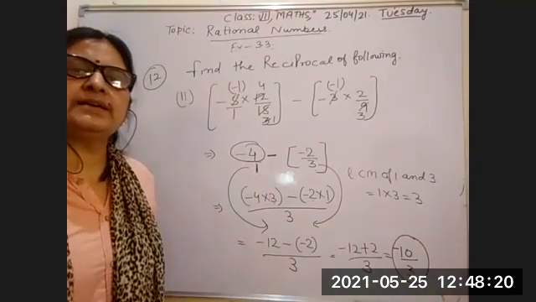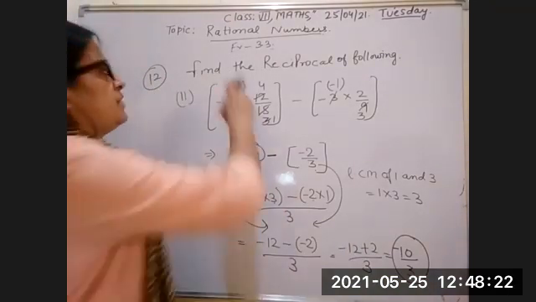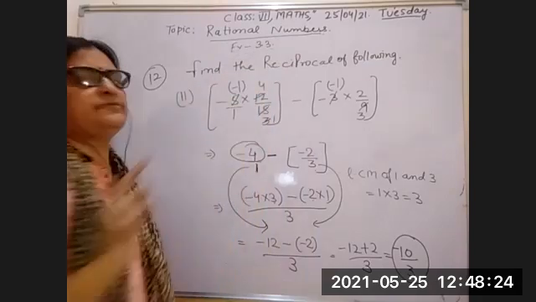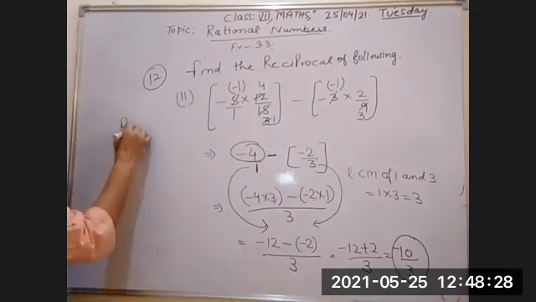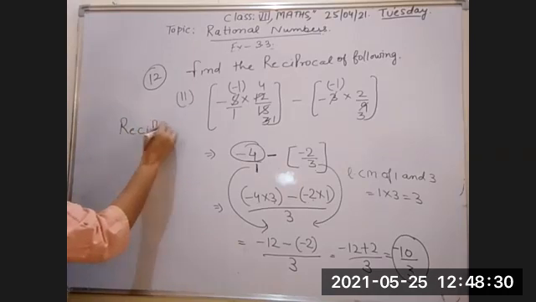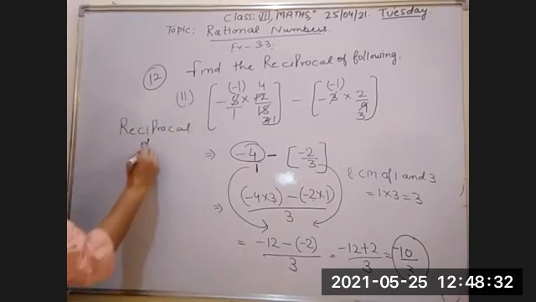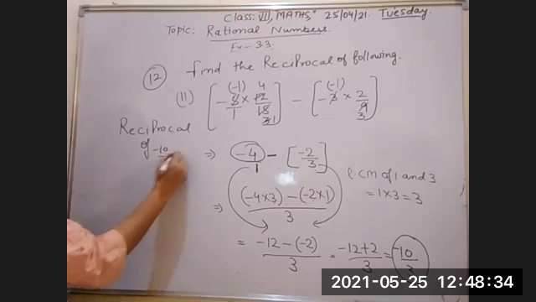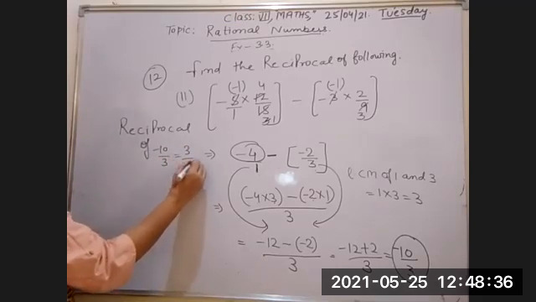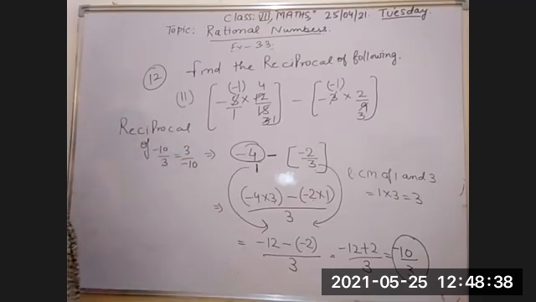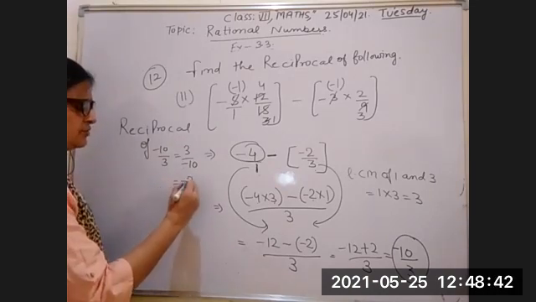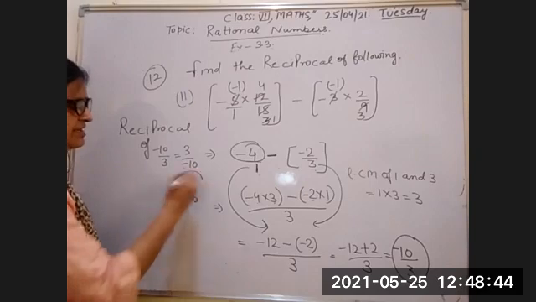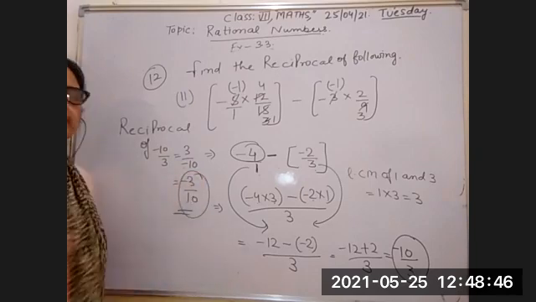How will you write the answer now? You have to find the reciprocal. So reciprocal of minus 10 upon 3 is equal to 3 upon minus 10. This is the answer. And if you want to write the minus on top, you can write it this way, minus 3 upon 10.